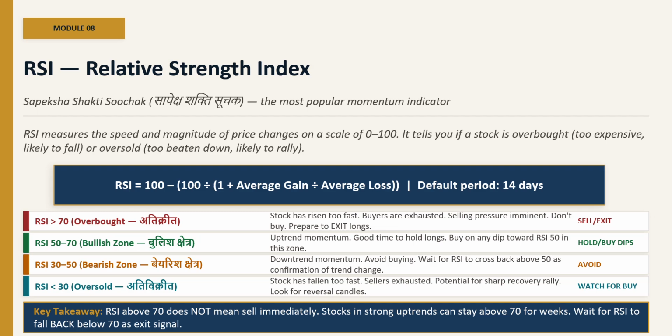Important nuance. RSI above 70 does not automatically mean sell. In strong uptrends, RSI can stay above 70 for weeks, a phenomenon called overbought momentum. Wait for RSI to fall back below 70 before exiting. The exit is when RSI crosses from above 70 back below 70, not when it first hits 70.